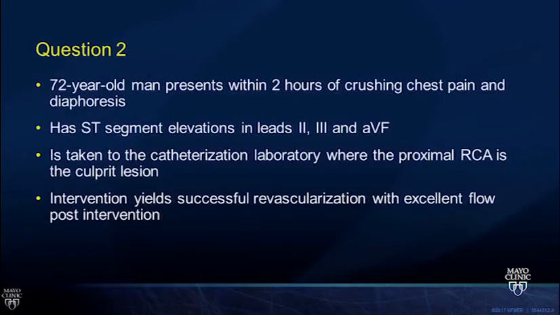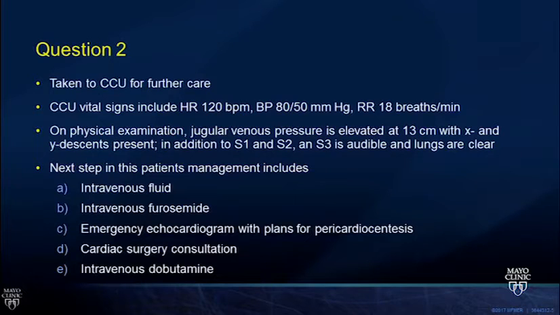Okay, we've got a 72-year-old man who presents with 2 hours of crushing chest pain and diaphoresis. He's got ST elevations in the inferior leads, taken to the cath lab where the proximal RCA is the culprit lesion intervention. He's had a successful revascularization with successful flow post-intervention. Next slide. He's taken to the CCU for further care.